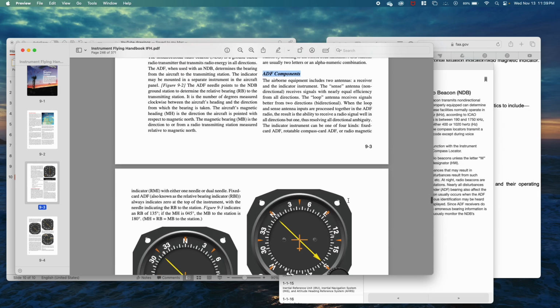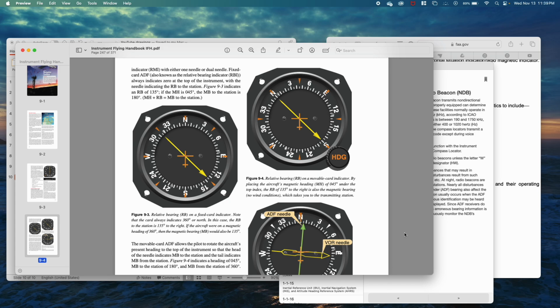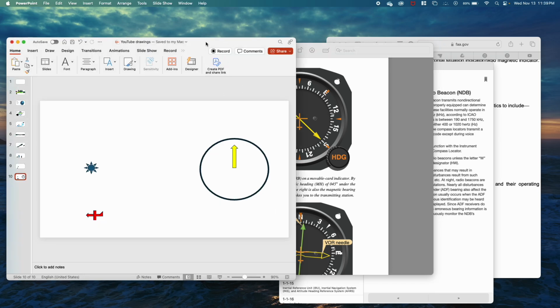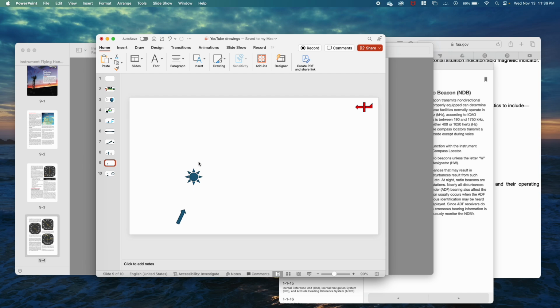So what that looks like is this, right? We'll say this is the NDB. This is the little ADF receiver. So all it's doing is constantly pointing to the NDB, like that, and that, and that. So regardless of where you are around the NDB, it's going to point to it.